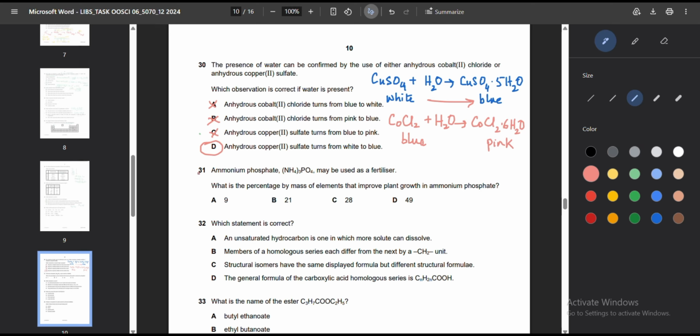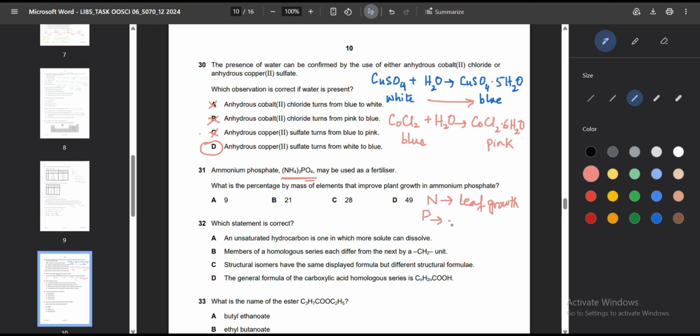All right, then next we have ammonium phosphate may be used as fertilizer. Which is the percentage by mass of elements that improve plant growth in ammonium phosphate? So in ammonium phosphate, what are the elements that improve the plant growth? It is nitrogen. Nitrogen is important for leaf growth. And what is the other element? That is phosphorus.